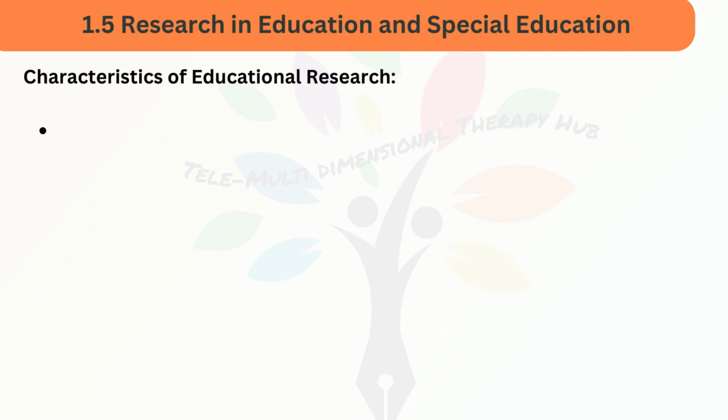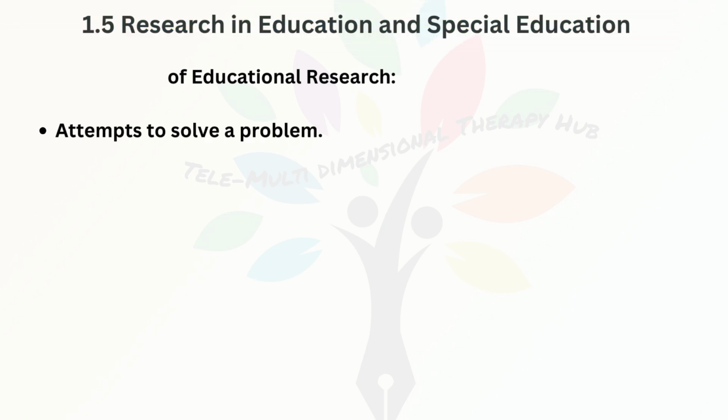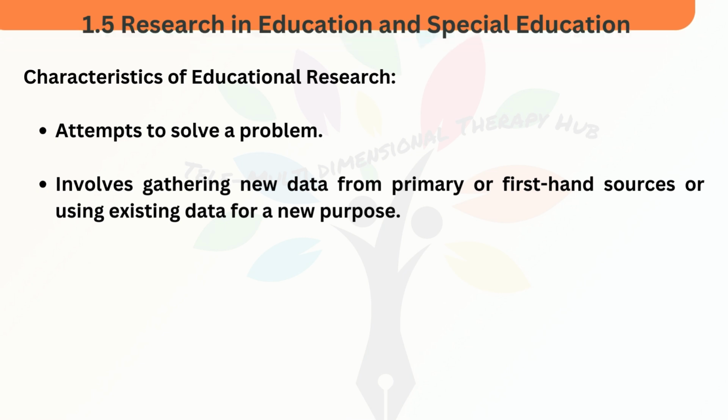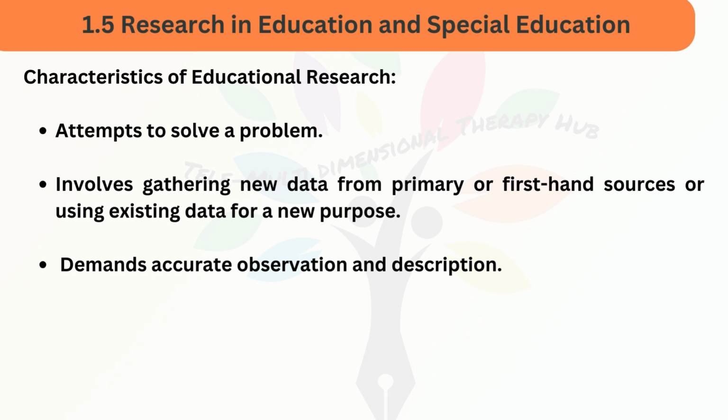The first one is attempts to solve a problem. That means it focuses on solving problems. The next involves gathering new data from primary or first-hand sources or using existing data for a new purpose. That means it uses new or existing data in a useful way. The third is demands accurate observation and description. That means it requires careful observation and description.